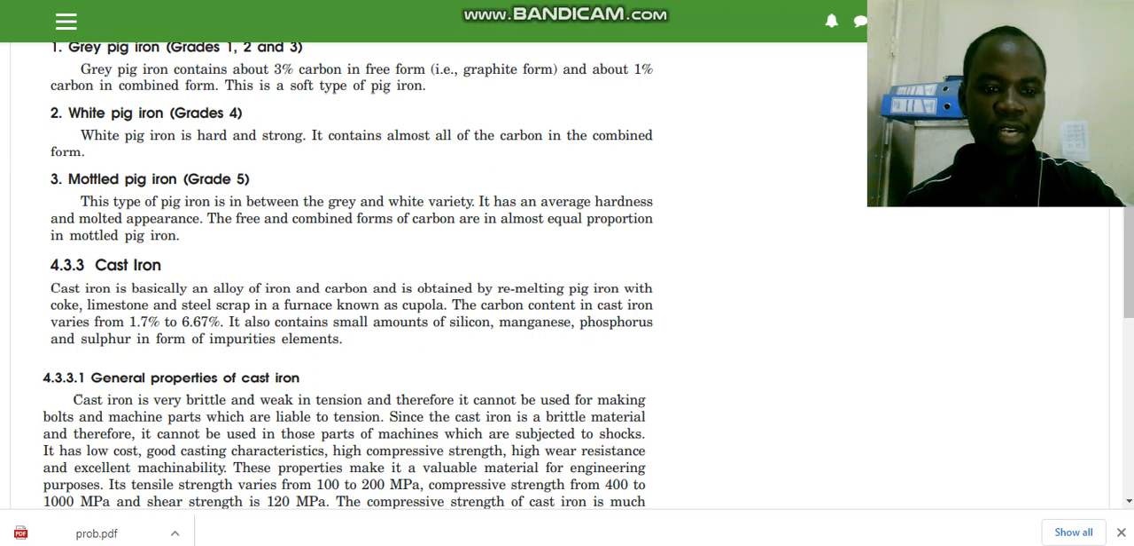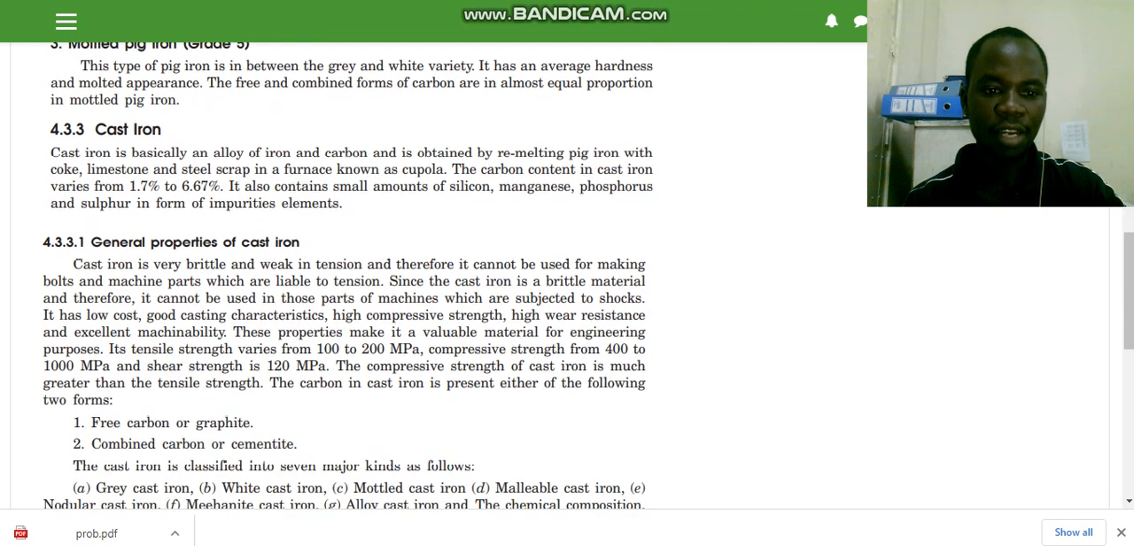General properties of cast iron. Cast iron is very brittle and weak in tension, and therefore it cannot be used for making bolts and machine parts which are liable to tension. Since cast iron is a brittle material, it cannot be used in those parts of machines which are subjected to shocks. It has low cost, good casting characteristics, high compressive strength, high wear resistance, and excellent machinability. These properties make it a valuable material for engineering purposes.